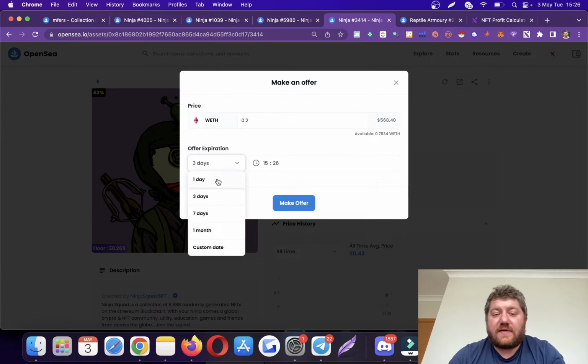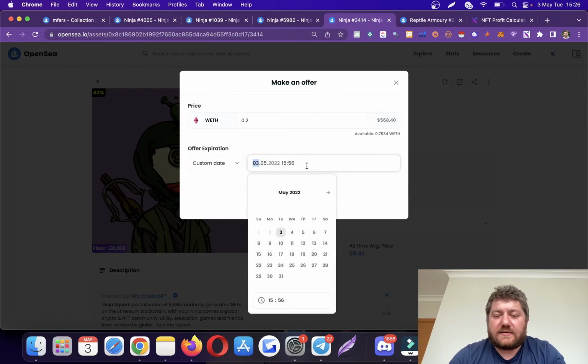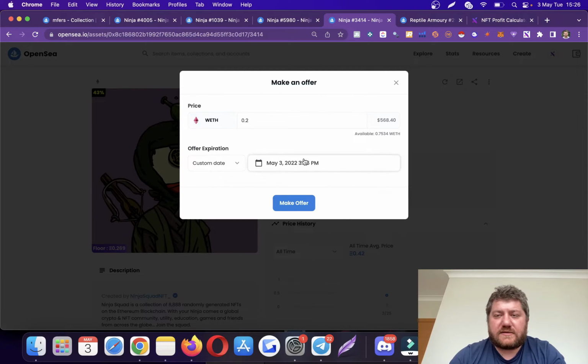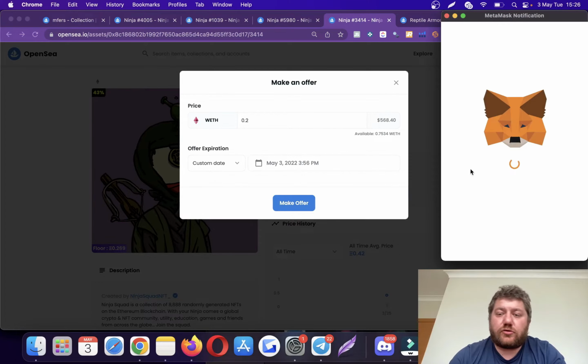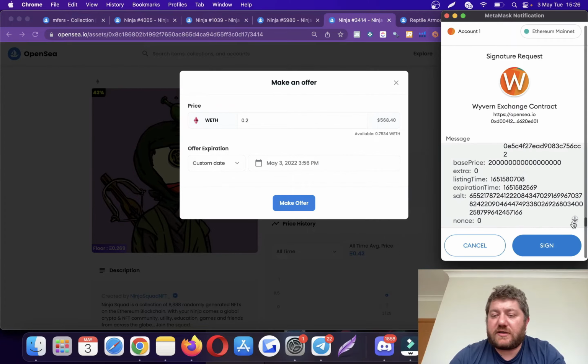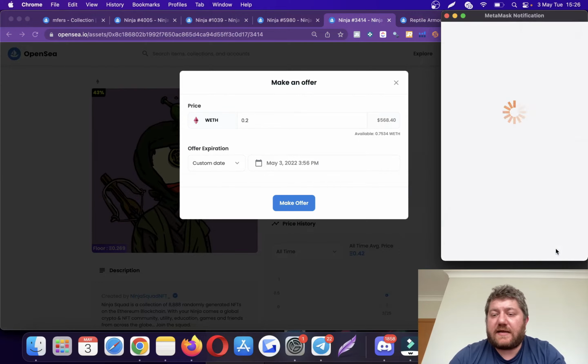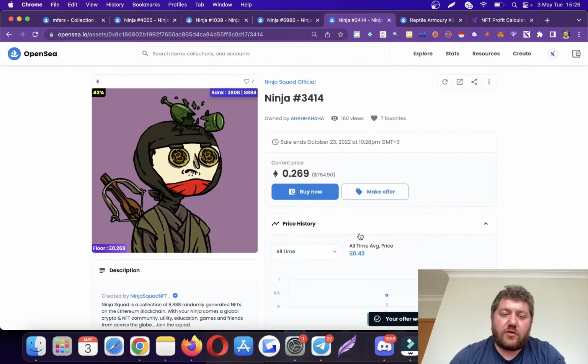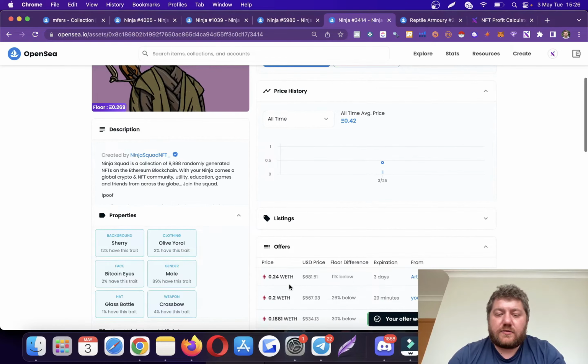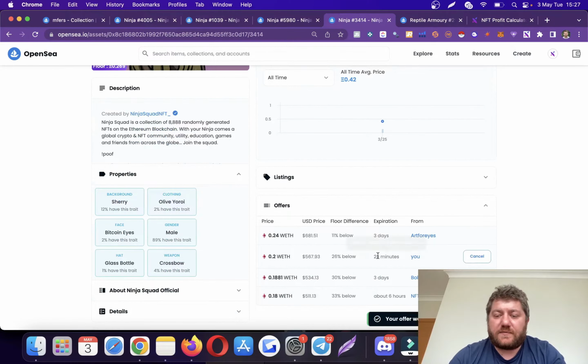Here is where you set your expiry date. And let's just make it a very short one. I think it's for just 30 minutes. Once you submit your offer, it is going to ask you for the permission, and once you sign it, you will see it in the page on OpenSea. You see, here is my offer.